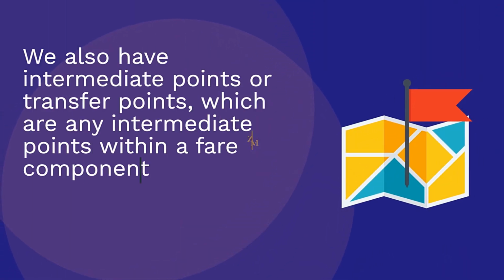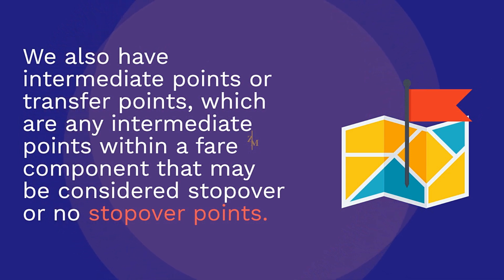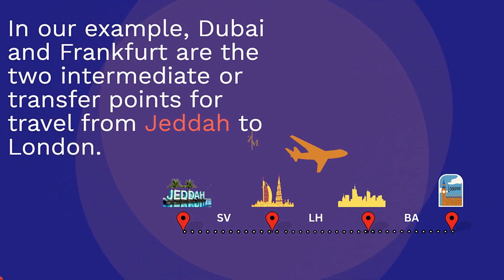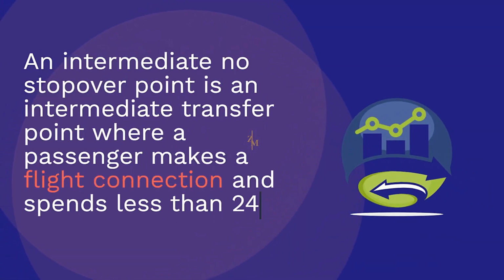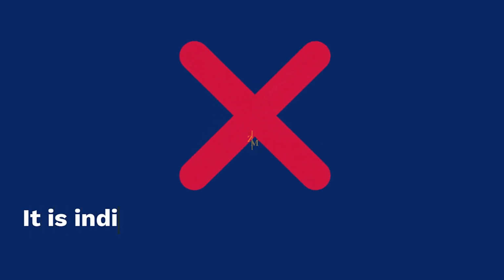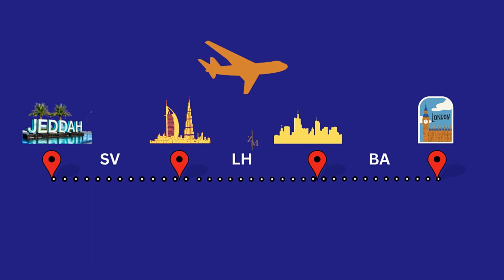We also have intermediate points or transfer points, which are any intermediate points within a fare component that may be considered stopover or no stopover points. In our example, Dubai and Frankfurt are the two intermediate or transfer points for travel from Jeddah to London. An intermediate no stopover point is an intermediate transfer point where a passenger makes a flight connection and spends less than 24 hours. It is indicated with an X on the ticket. In our example, Dubai and Frankfurt are the two intermediate no stopover points.